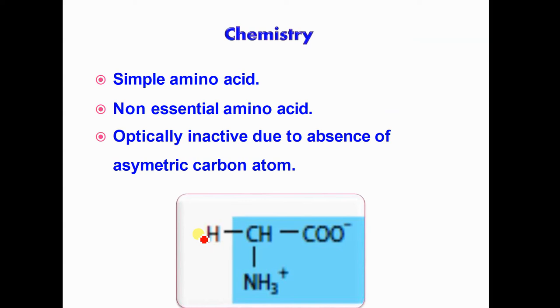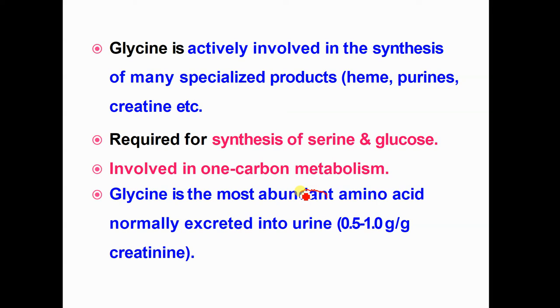because we can synthesize glycine by means of ammonia or serine, and by other sources. So it is a non-essential amino acid, and optically it is an inactive amino acid because it does not have an asymmetric carbon atom. And a few other points regarding glycine metabolism.